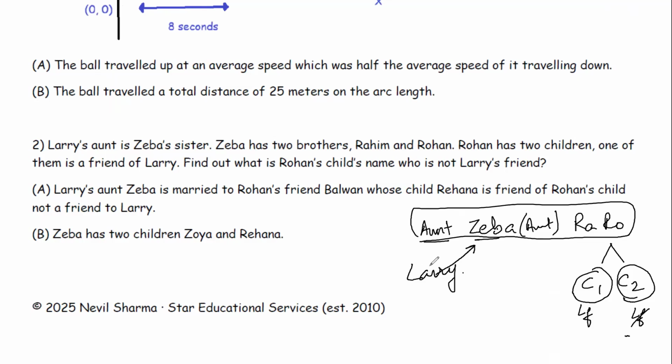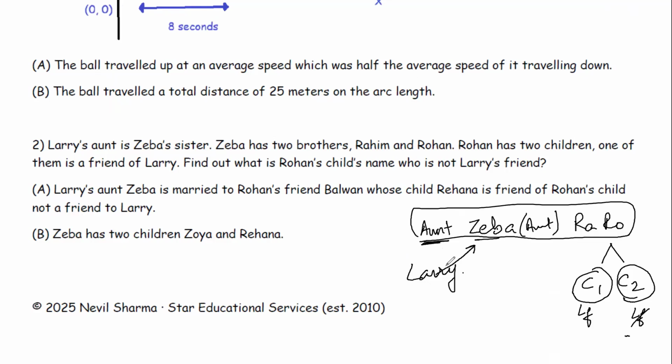So we don't know the relationship. The aunt part out here could be more like a friendly kind of thing, like the aunt out here is a friend of Larry's mother. So don't get into that. Okay. So now we got to figure out C2.